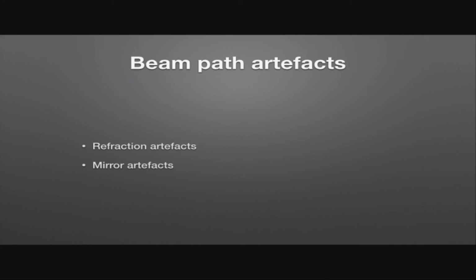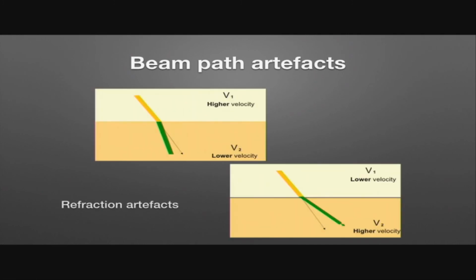And then finally, talking about beam path artifacts. Well, these are the refraction or the mirror artifacts that we see. And again, we discussed these before. It's when you change between propagation velocities between 2 structures, you're going to get some form of refraction happening. So it depends if you've got the higher velocity in the first or the second structure, and that depends whether you're going to get the angle increasing or decreasing from the incident angle. And again, that's all due to Snell's law, which we discussed in the previous lecture.